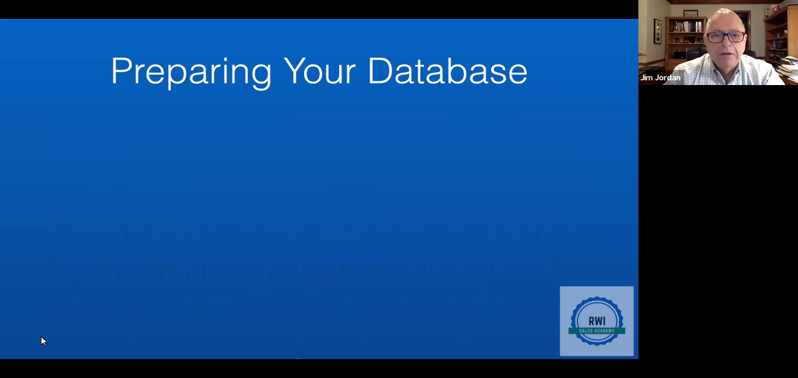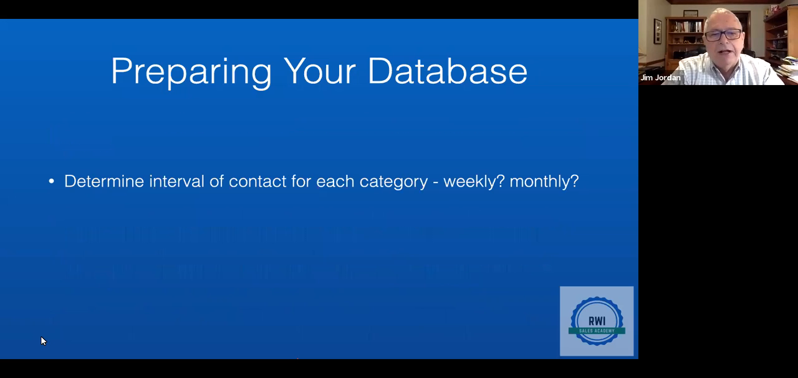Now, also, you want to determine the interval of contact for each category. So am I going to reach out to my A people, my A category? Am I going to reach out to them weekly, monthly? How often? What about B? What about C? How often am I going to reach out to people that I don't know very well? Maybe I only send them a monthly e-newsletter. Maybe I reach out to them once every 6 months. That's something for you to determine, what interval you want to use.